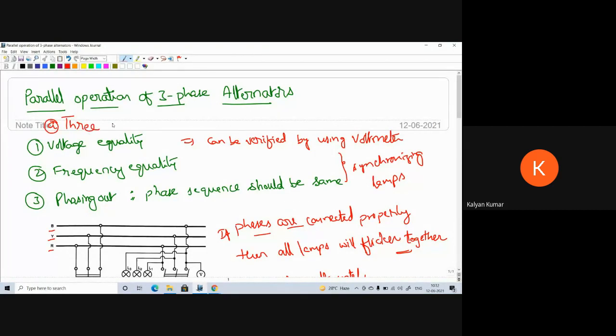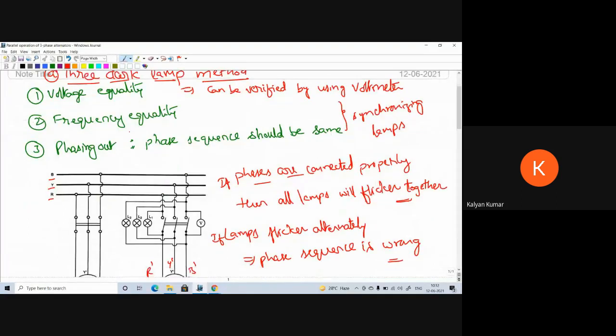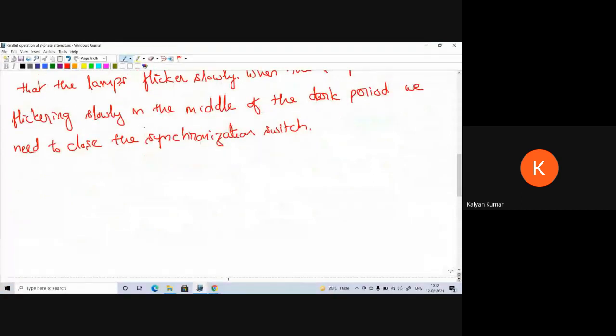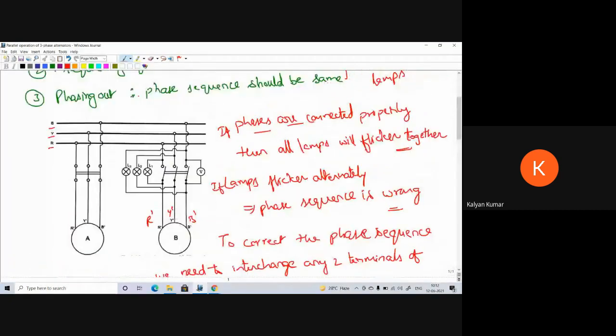This method is also called the 3 dark lamp method. And the disadvantage with this method is, when there is a small voltage across the lamps, even though the voltage is there, the lamps will appear to be dark. So actually, for synchronization, the voltage should be equal. The incoming alternator voltage should be equal to the bus bar voltage.